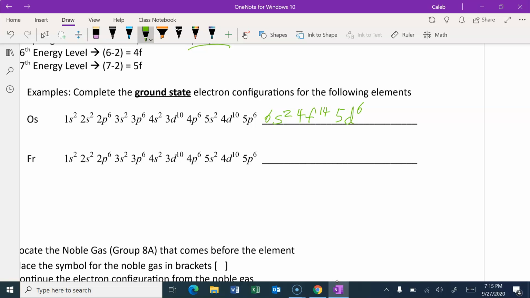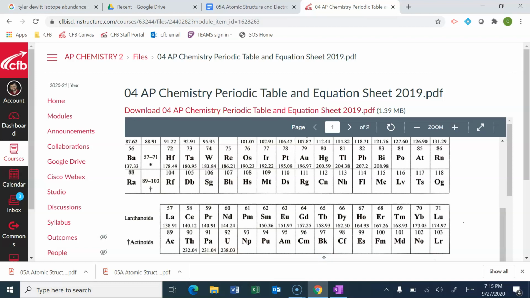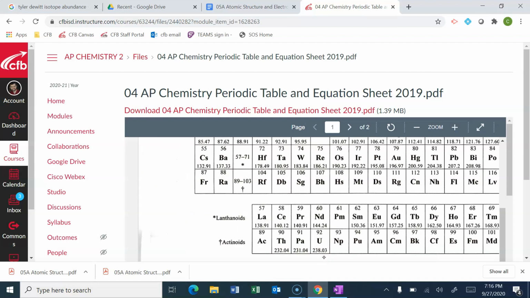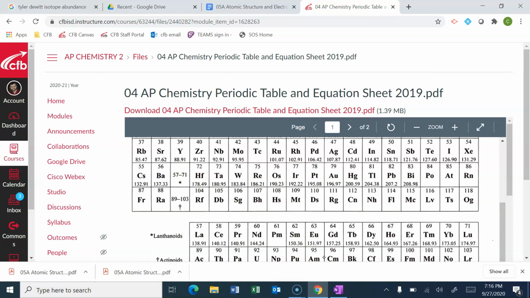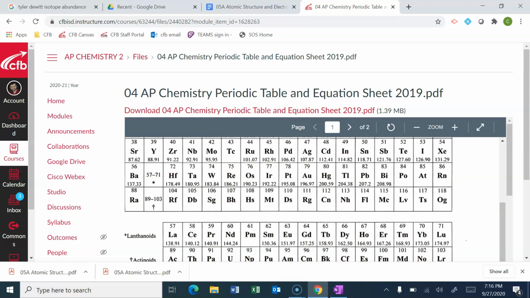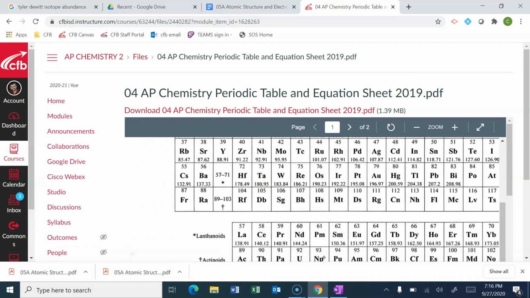We're going to go down to the same level, 6th energy level, where we're going to start. And I'm looking for francium, which is right here. Oh, this one's actually pretty easy if we're doing noble gas configuration, but we want to go ahead and do the full configuration. So 6s2, 4f14, 5d10, then it'd be 6p6, then 7s1.